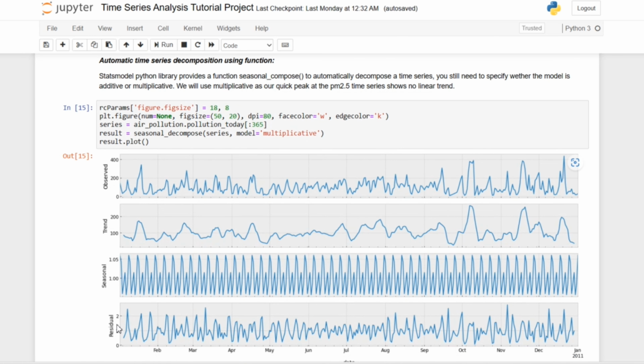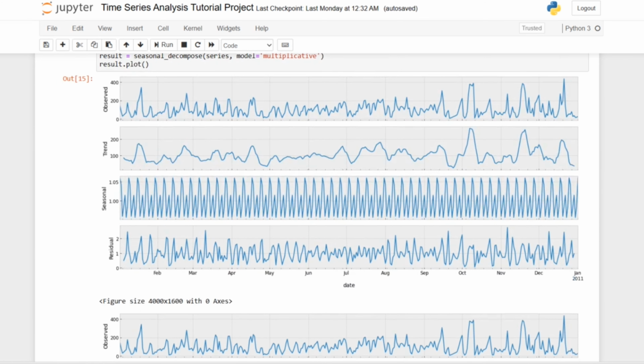We have the residual, which is nothing but the noise. We have the seasonal plot, the trend plot, and the observed plot. Observed is nothing but the original plot as per the dataset. The trend is curvy, sometimes up, sometimes down. In the seasonal plot, we can see a repetition of some seasons. And noise, obviously there is noise.